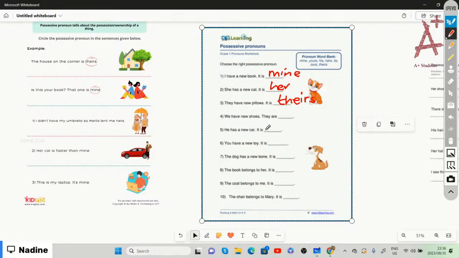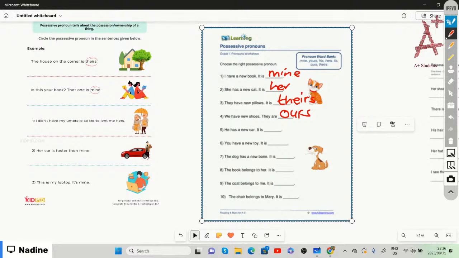So we have new shoes. So if we have new shoes, then we can say they are ours, right? Because it's we, us. So it belongs to us, or ours. It is also more than one.